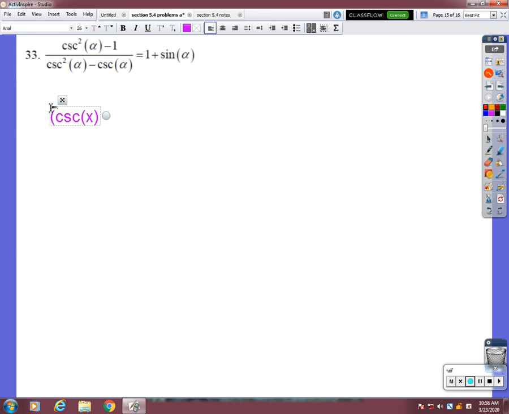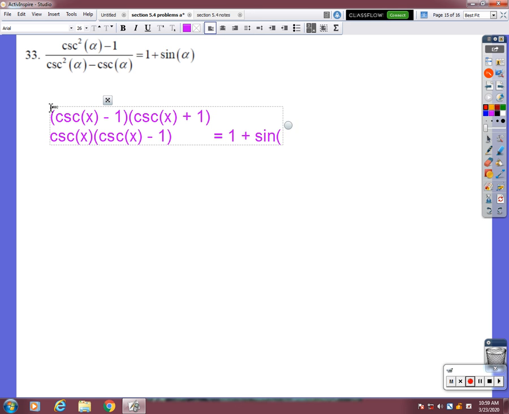I'm going to take the top and I'm going to factor it, because that is the difference of two squares. So that's cosecant of x minus 1 times cosecant of x plus 1 divided by cosecant squared minus cosecant. I'm going to factor a cosecant out of that. So if I factor cosecant out of cosecant squared, that leaves me with cosecant. And if I factor a cosecant out of cosecant, that leaves me with 1. And so that all equals 1 plus sine.